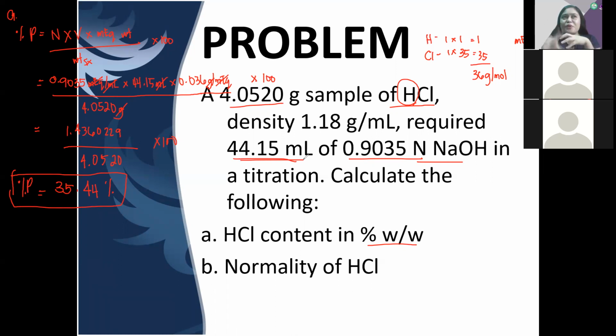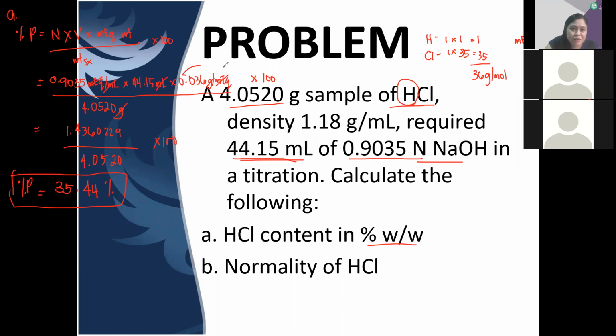You are doing titration. If you only made a solution, if you directly dissolved the 4.0520 gram sample in the solvent sodium hydroxide, that is also not possible because the two will react. So you will be obtaining sodium chloride and water there. So I can't think why it was done that way. What does percent weight per weight mean there?